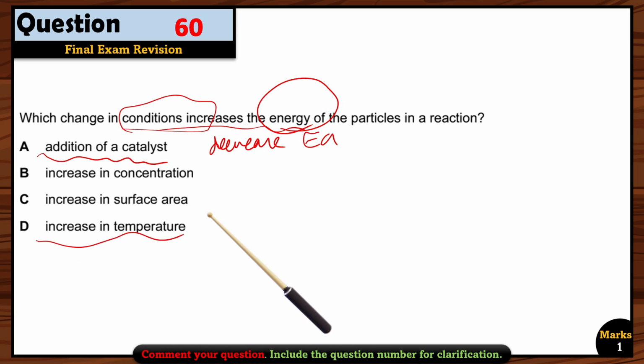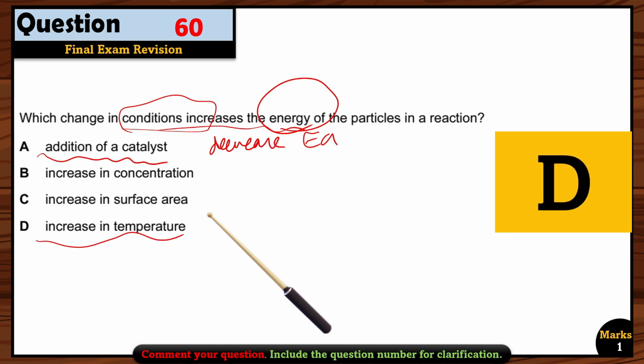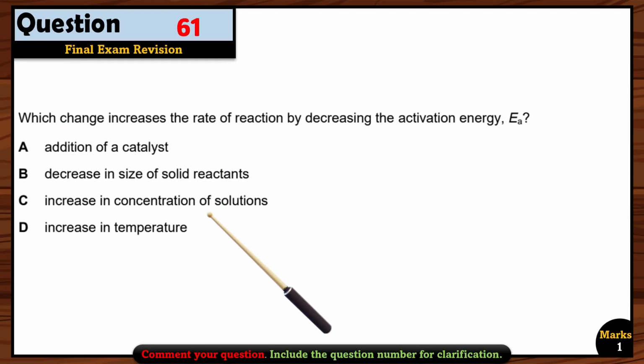Changing the factor, that is temperature, will increase the energy of the particles, and now the particles will collide more successfully with each other and more frequently. So option D is the right option. Whenever you see the word energy, only temperature is responsible for increasing the energy of the particles. Okay, no other factor is responsible.